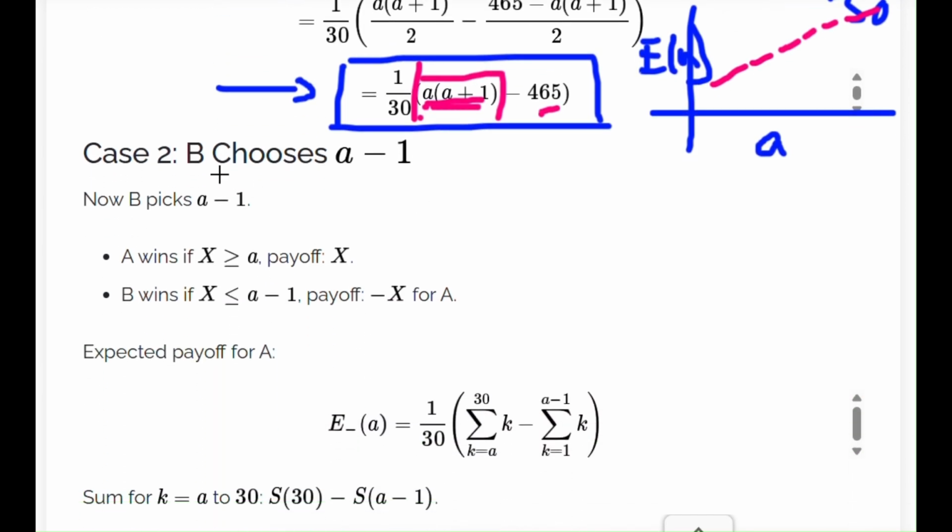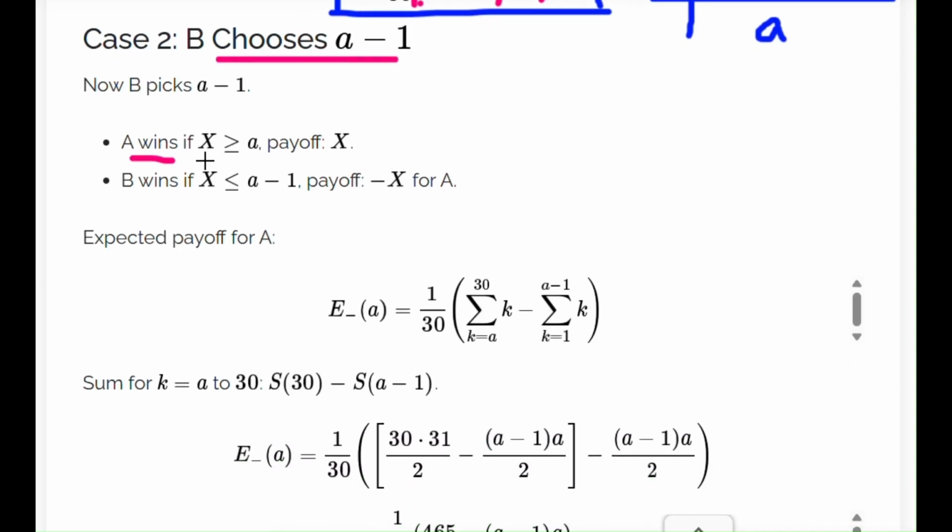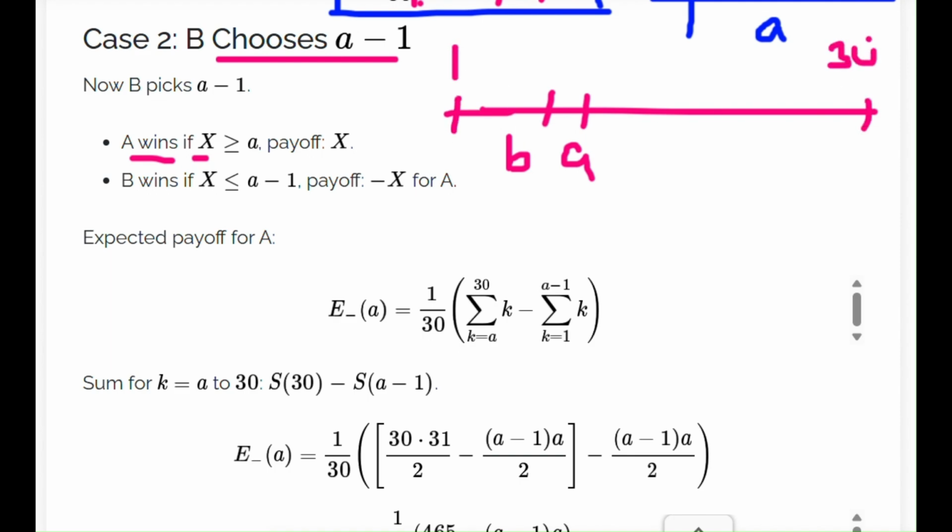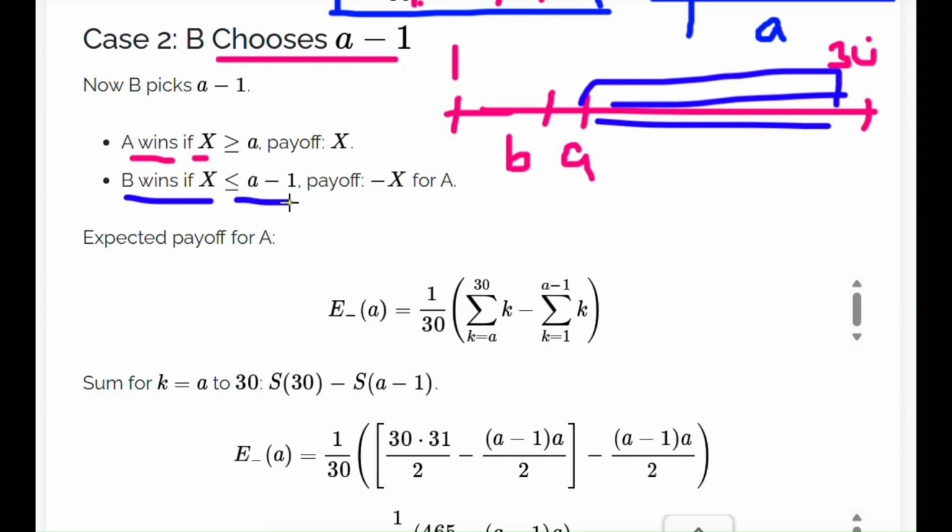Now if B chooses A minus 1, we follow the same approach. A wins if the outcome, which is X, is greater than A. So on your number line, A is here and B is just before it, A minus 1. We have 1 here, 30 here. So A wins for all values greater than or equal to A, because these are closer to A. B wins for all values less than or equal to A minus 1. So the payoff is X dollars when X is greater than or equal to A, and the payoff for A is minus X dollars when B wins.